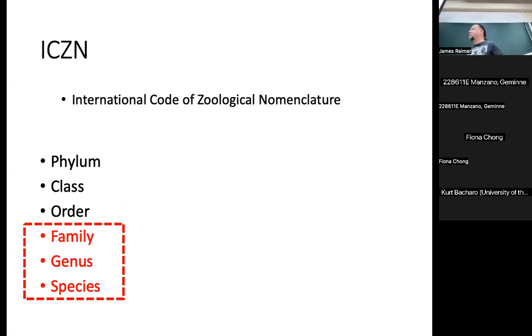And so types, what a type does is, we talk about ICZN covering family, genus, and species. A type is the name of the species in the most simple definition. So what we're really working on today is species and species alone.